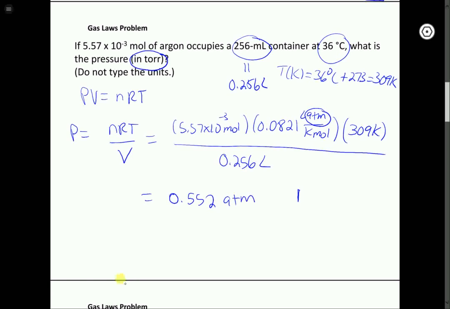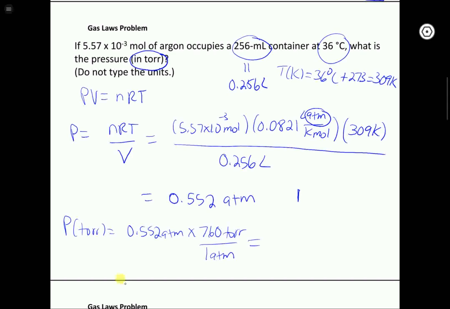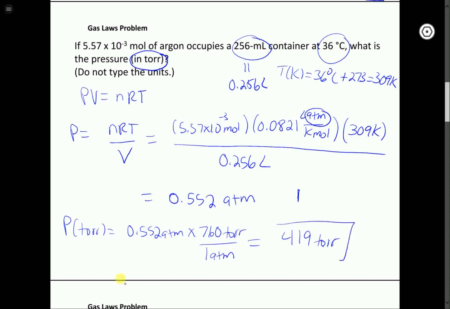Alright, and then when we want to do this pressure in torr, we have 0.552 atmosphere times 760 torr per atmosphere, so we have to keep that conversion factor in mind, it's what we'll use all the time. And so we get 419 torr. Alright, so that's how we do that problem. In this case, there are no changes in conditions, so we don't need to derive a new equation. We just need to use the ideal gas equation and solve for our unknown.